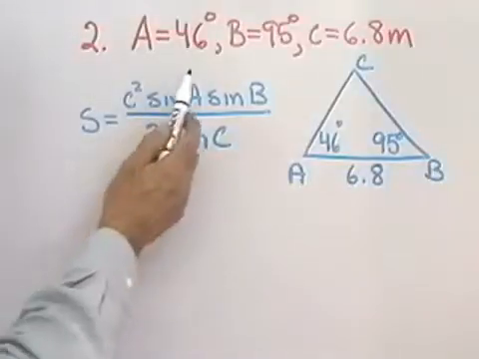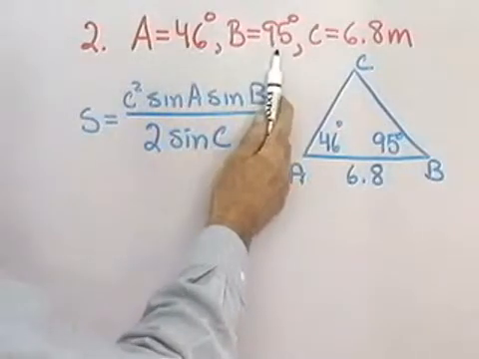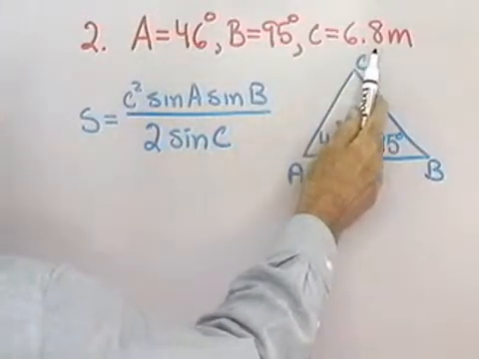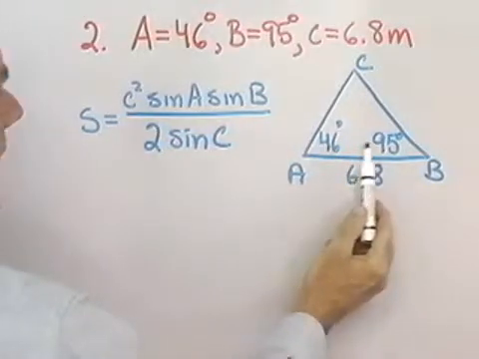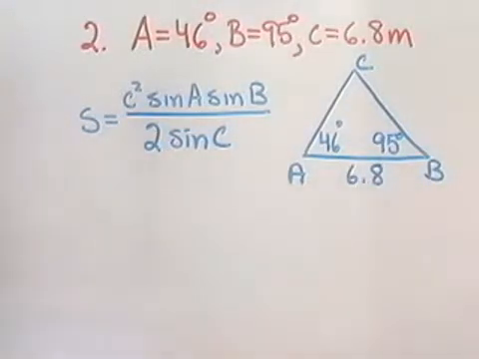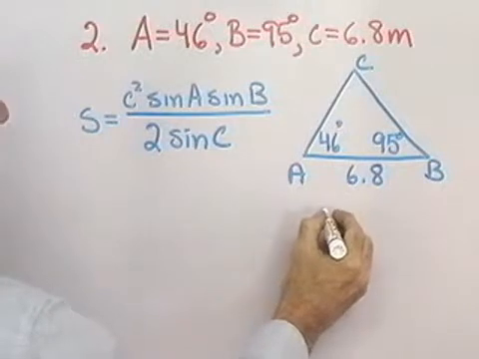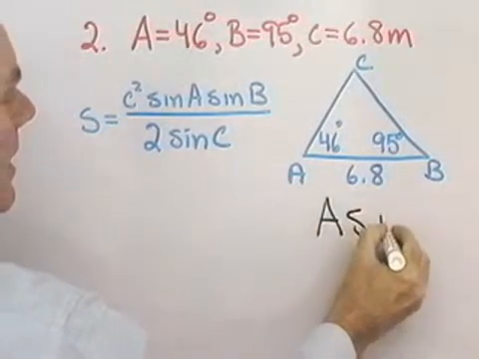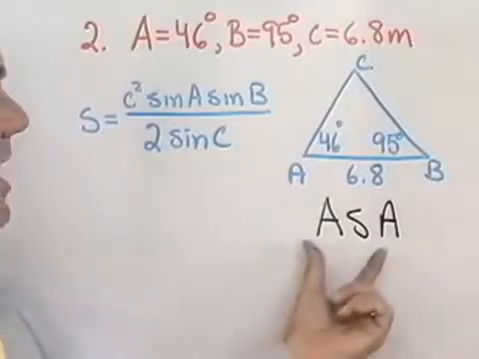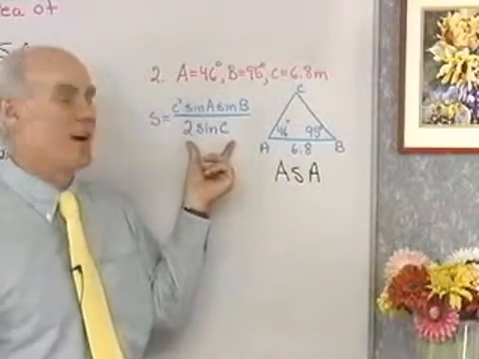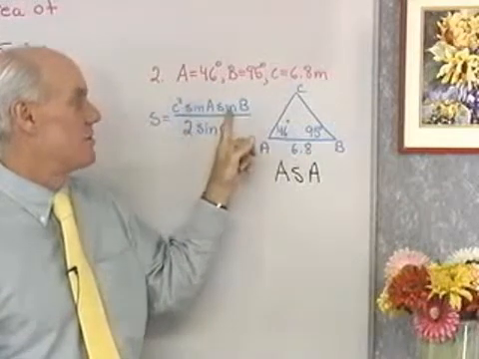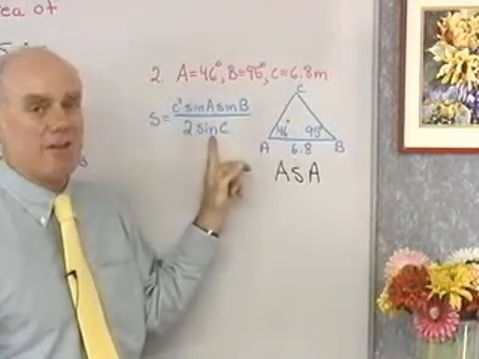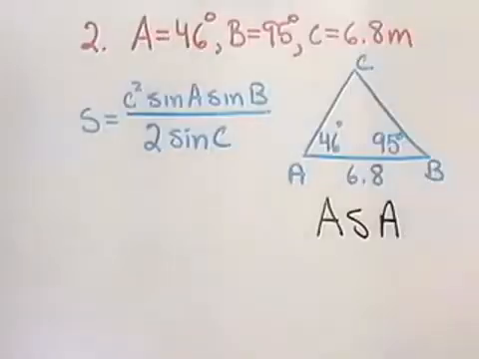This time angle A is 46 degrees, B is 95 degrees, and side C is 6.8 meters. So here again I've drawn a little triangle, I've labeled all the information that we're given, and you can see in this case I have two angles and the side included between them. So this is a situation which we will call angle, side, angle. And in this situation, angle, side, angle, we use this formula to find the area of the triangle. The side squared times the product of the sine of the two angles divided by 2 times the sine of the third angle.